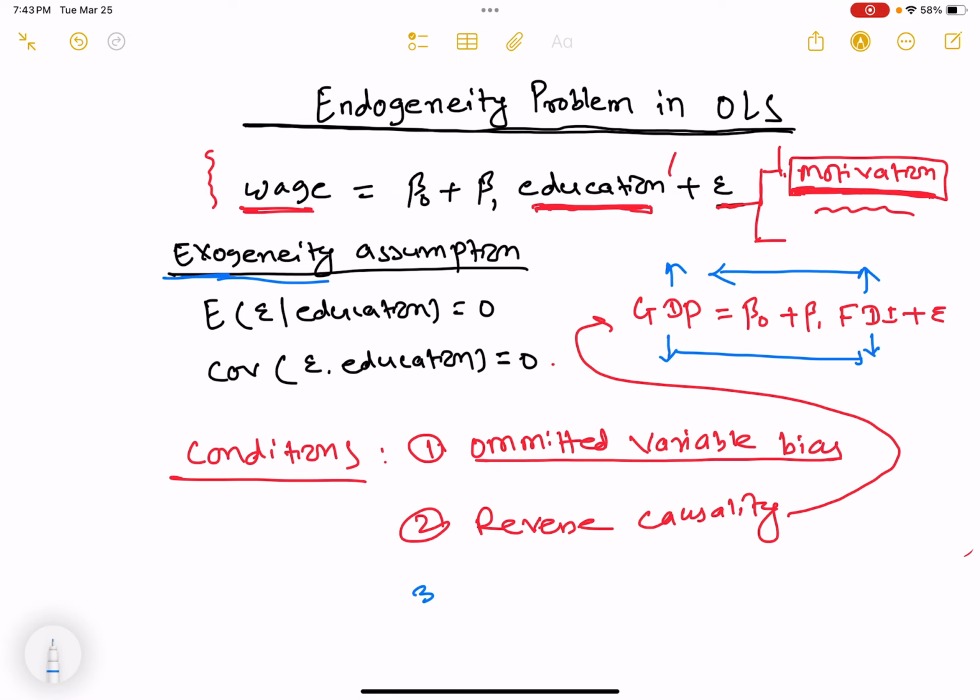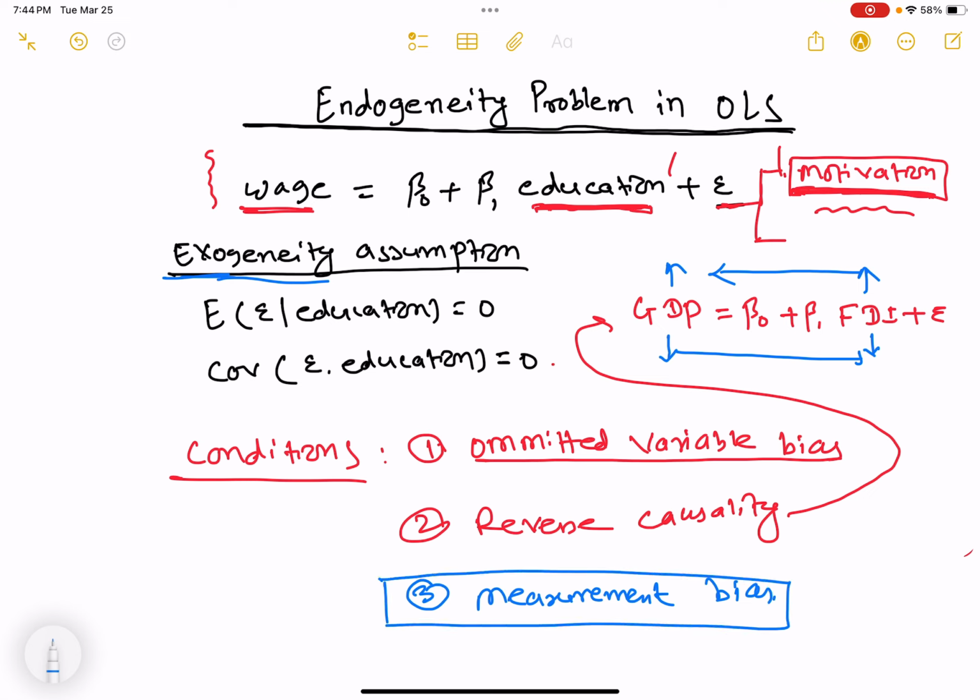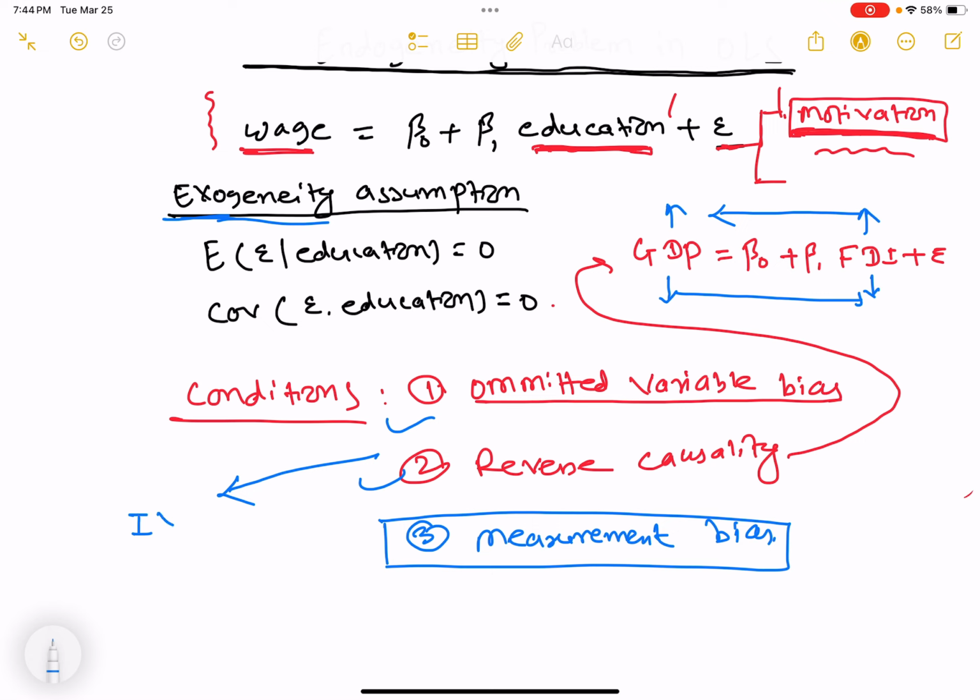And third is measurement bias, not so serious. Measurement bias. So this is not so serious. Let's not discuss this one, but these two are the critical ones. That's why we need to study advanced econometric models such as instrumental variable, regression discontinuity, difference in differences, DID approach, or even propensity score matching, those things. So these things I will discuss in later videos.